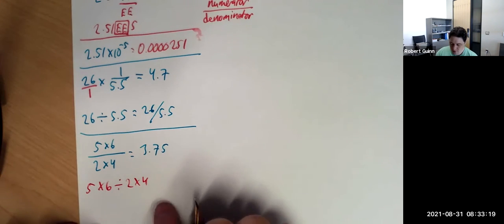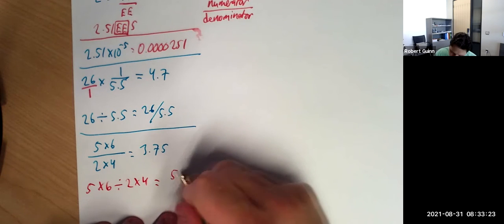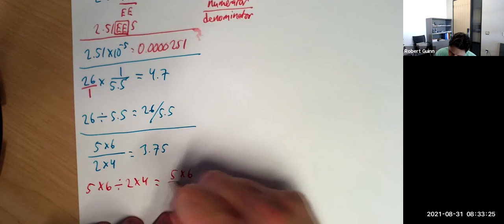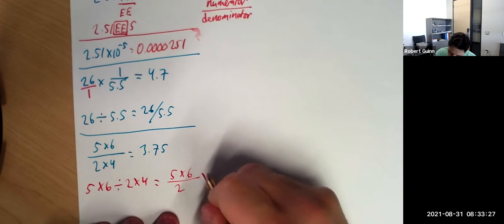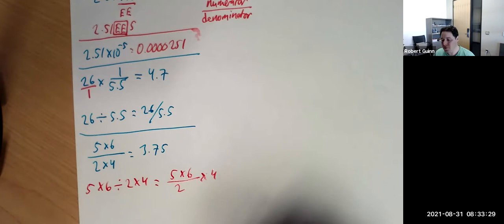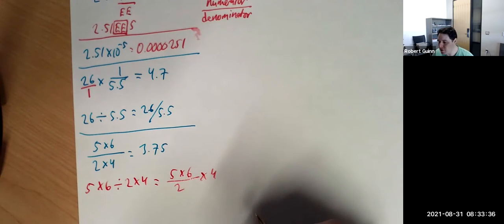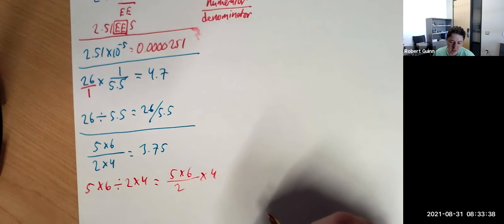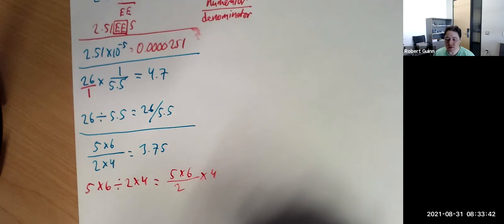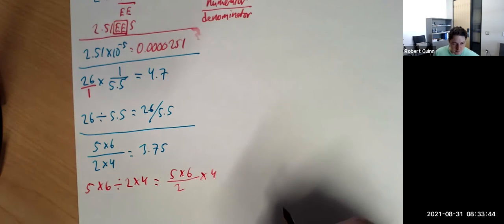when you write that, here's what your calculator thinks. Your calculator thinks 5 times 6 divided by 2 times 4. So, whoops, something went wrong there, right? The 4 is supposed to stay in the denominator, but the calculator doesn't understand that. So we have to make the calculator understand that the 4 should stay in the bottom.